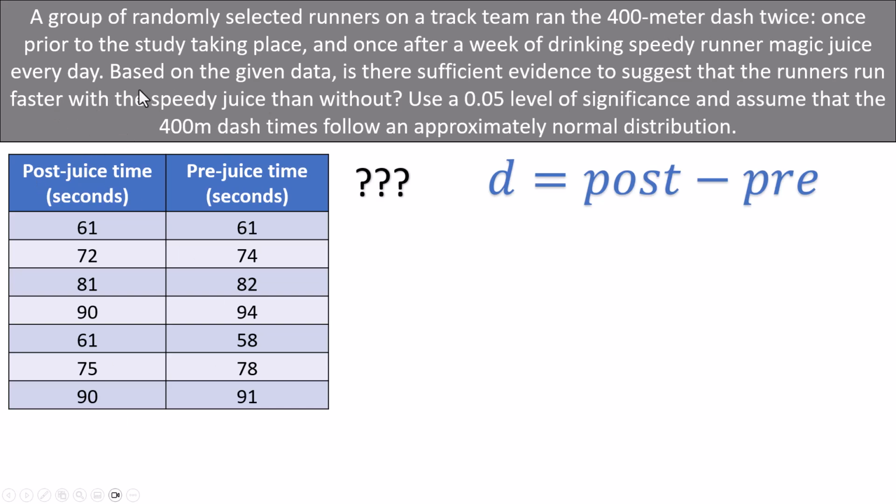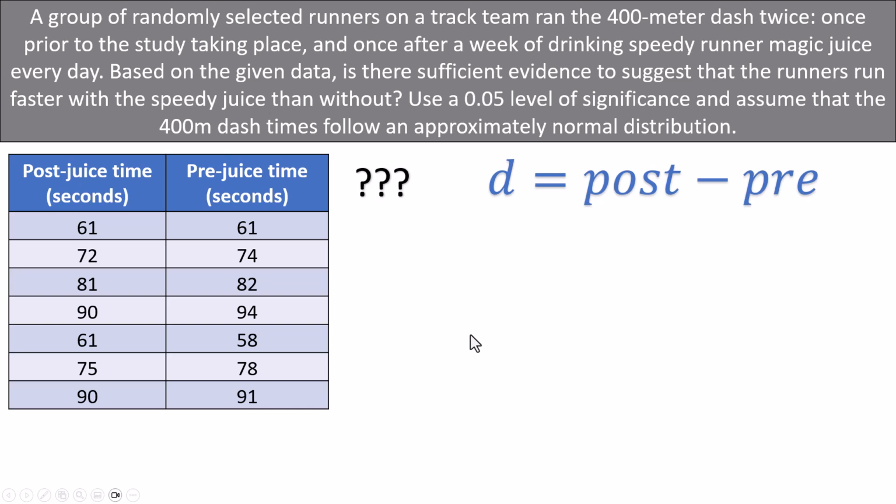Okay, so based on the given data, which we have here, is there sufficient evidence to suggest that the runners are running faster with the juice than without? And we're going to use a 5% level of significance and assume that we have a normal distribution since our sample size is not at least 30. So go ahead and pause the video and see if you can do the entire hypothesis test.